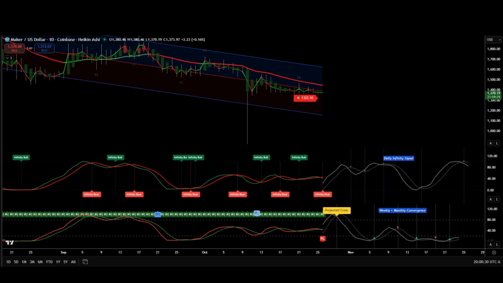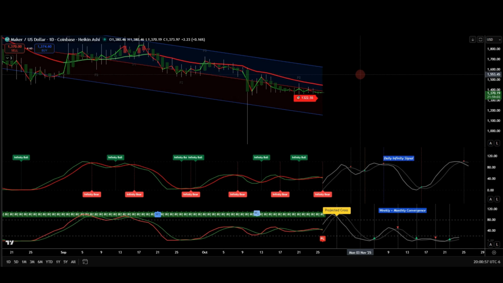Today we're taking a deeper look at Maker, MKR/USD, not just through the infinity signal, but also through the lens of traditional technical patterns. We'll explore how the infinity signal's momentum confluence forecasts align with classical formations like channels, double bottoms, and divergences, revealing why MKR may be entering a major transition zone.